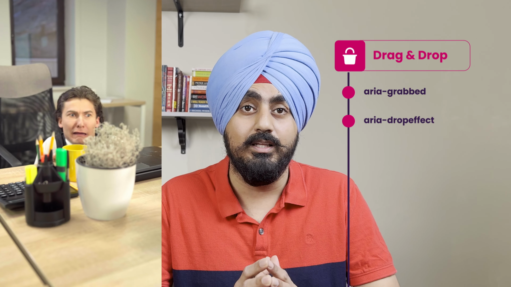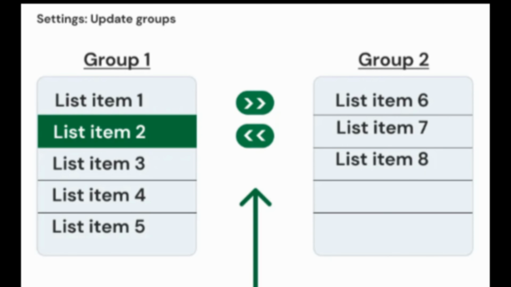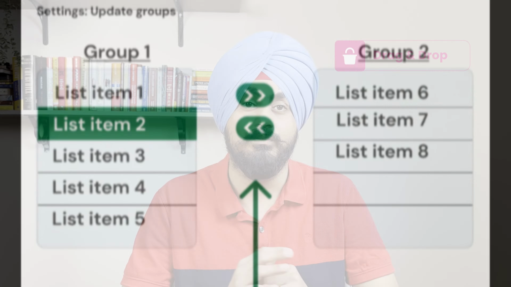Next one is drag and drop. And this is a trap a lot of developers fall into. You might have seen ARIA grab and ARIA drop effect attributes. But in reality, these are deprecated and effectively obsolete. They were part of the older model that never worked consistently. So don't use them in modern applications. Instead, build drag and drop that works with keyboard and communicates changes clearly to assistive technologies.